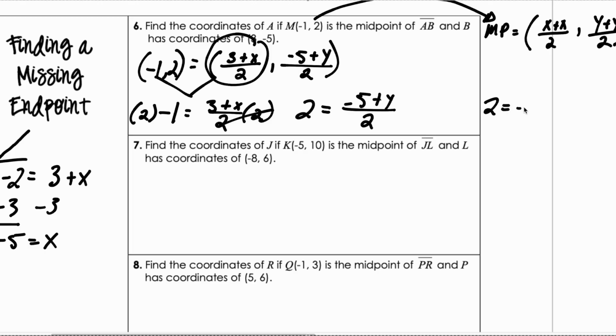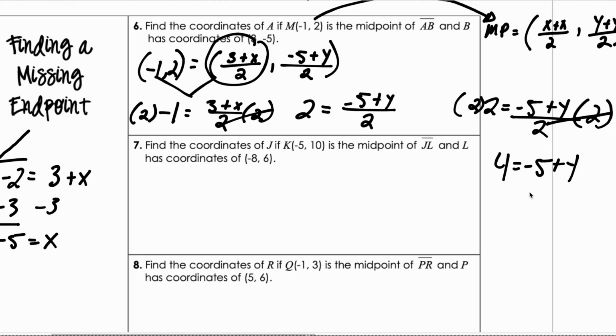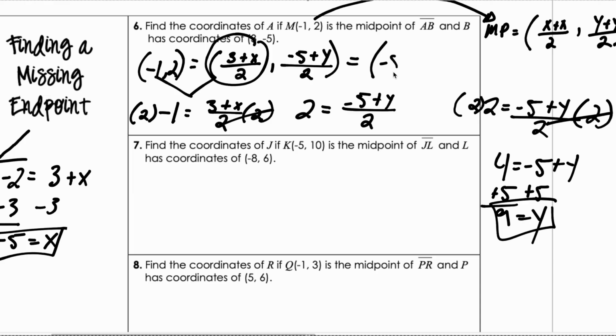We have 2 equals -5 plus y divided by 2. We're going to multiply both sides by 2 to cancel that out. Now we have 4 equals -5 plus y. Add 5 to both sides. 9 equals y. Okay, so we have found our missing endpoint. All that's left to do is rewrite it so that Miss Ariana can find your answers.